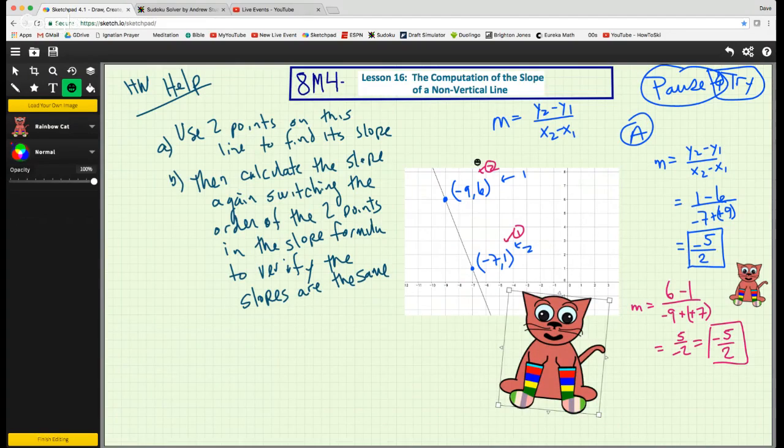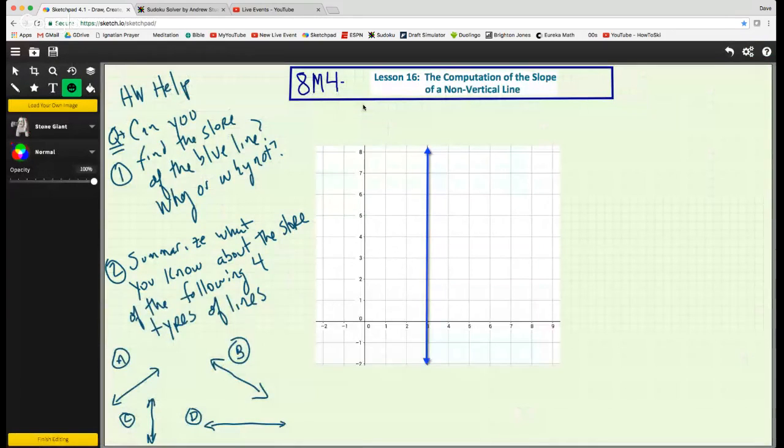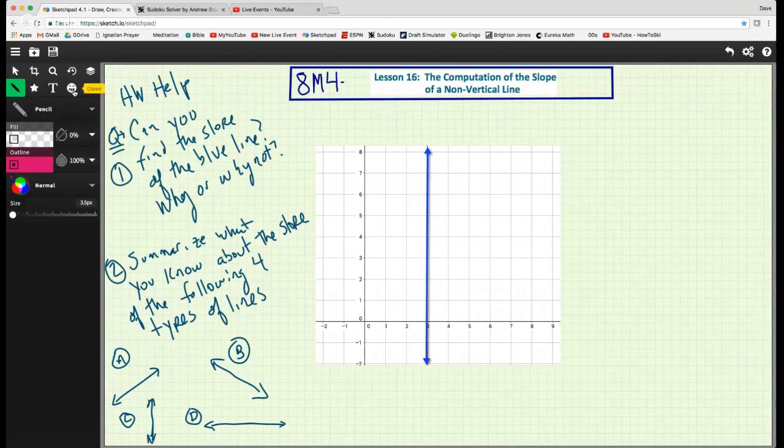So that's what this whole lesson's about, just calculating slopes on lines. Now I want to go one more step, and I want to do the confusing thing. And I think there's a problem like this on your homework, so this is not a waste of time. And this is good knowledge anyway. No math is really a waste of time. So can you find the slope of the blue line, why or why not? I want you to try and find that. I want you to pause now and try.